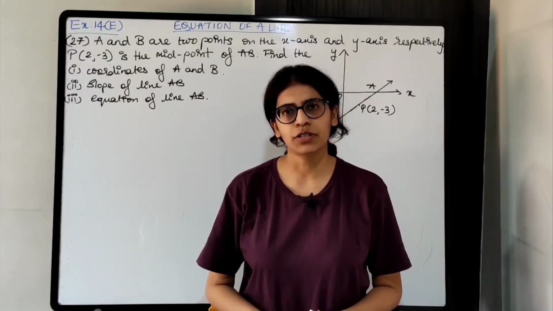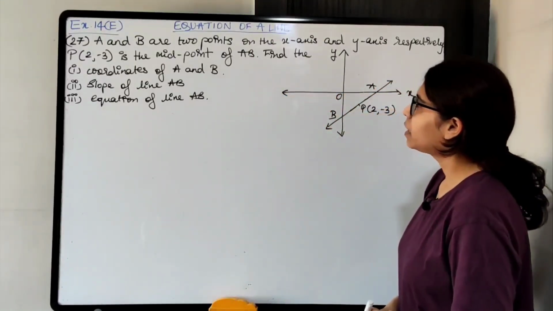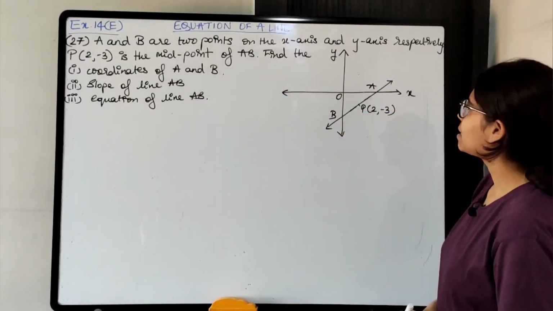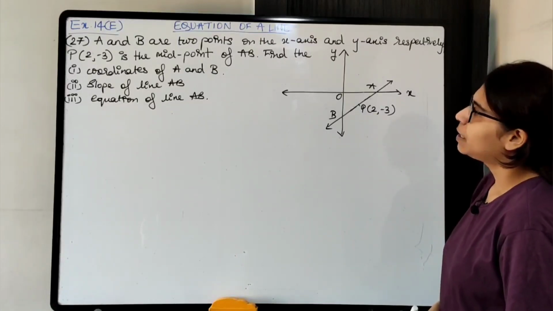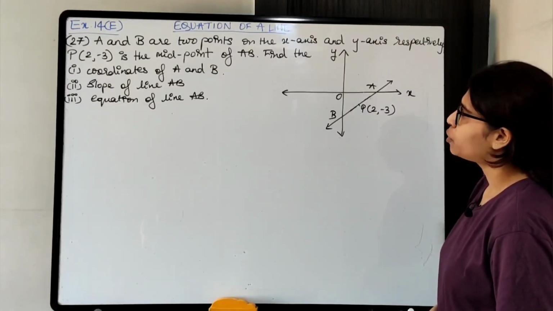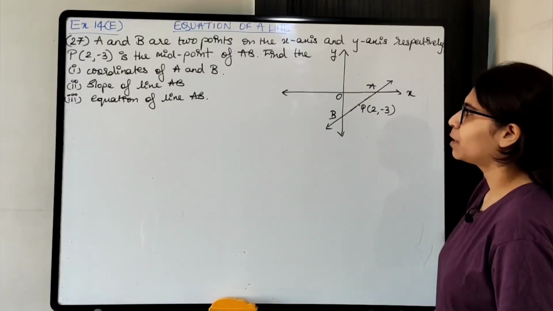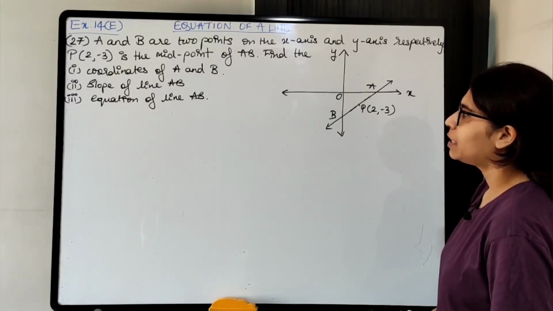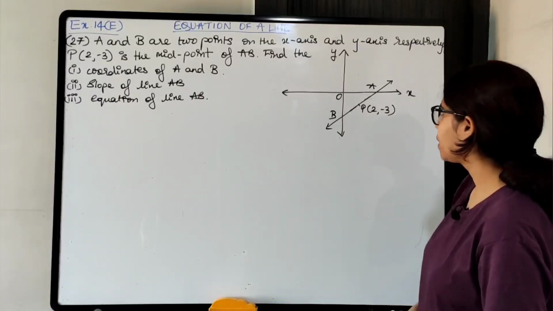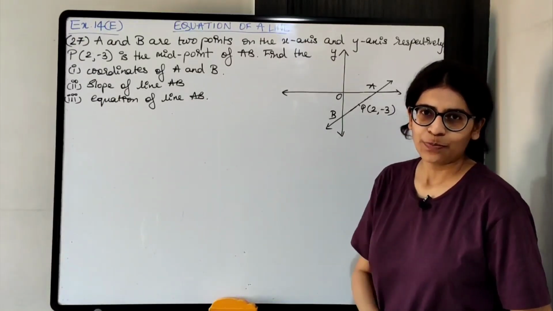So starting with question number 27. A and B are 2 points on the x-axis and y-axis respectively. P(2, -3) is the midpoint of AB. Find the first part, coordinates of A and B; second part, slope of line AB; third part, equation of line AB. The figure is given to you.